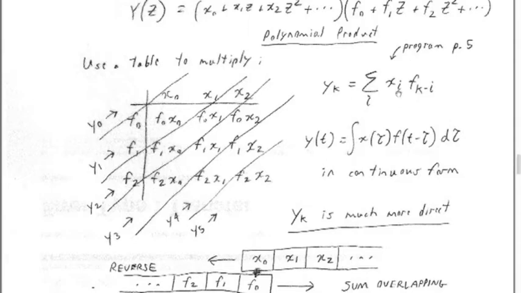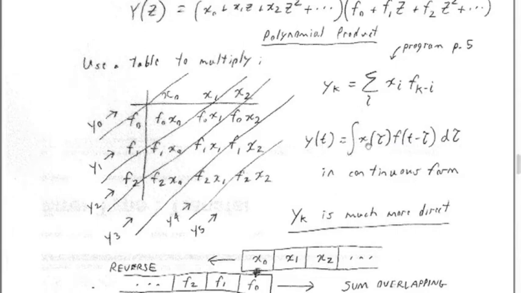And you might recognize this as a convolution. So this is a convolution of discrete time series. There's a program for it in the Processing versus Inversion book on page 5. And then you might recognize the integral version of this. I'm dropping the limits here. The integral version is convolution in continuous form.